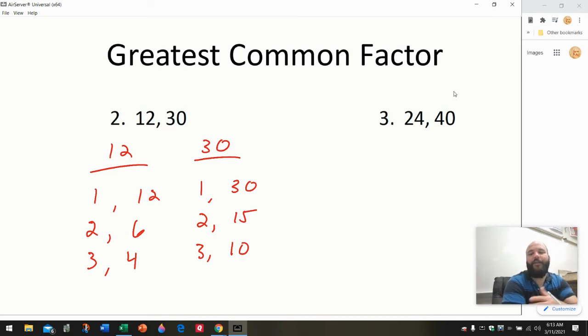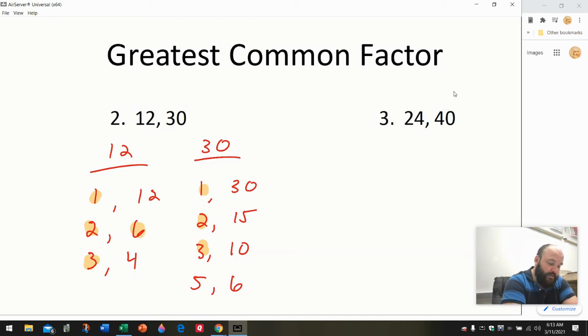So we move on to 5. Will 5 go into 30? Yes, it will. 5 times what is 30? Well, 5 times 6 is 30. So now that we have 5 and 6, there's no more numbers in between there. We're done. We found all the factors. Now the goal is to find common factors and find the biggest one. You can see that they share 1, they share 2, they share 3.